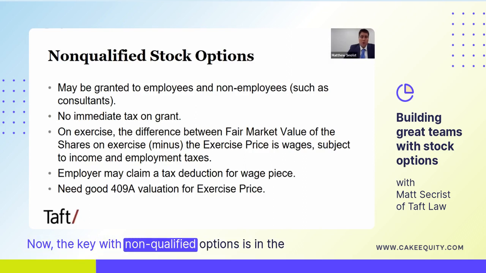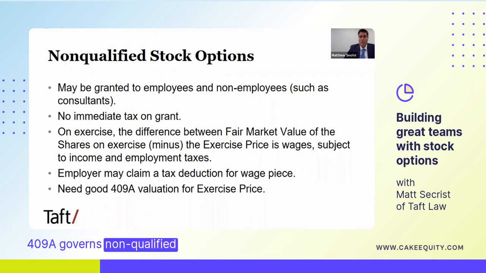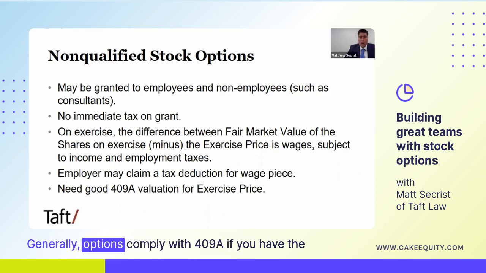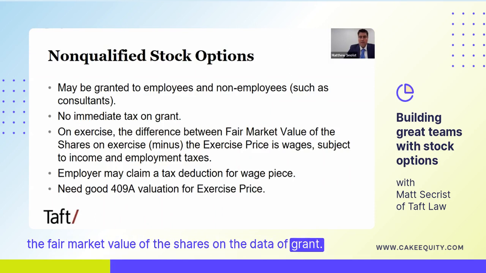Now, the key with non-qualified options is in the US, we have Internal Revenue Code Section 409A. 409A governs non-qualified deferred compensation programs. So that's basically when you have a right to compensation one year, but you don't receive it until a later year. Generally, options comply with 409A if you have the exercise price on the date of grant being at least equal to the fair market value of the shares on the date of grant.